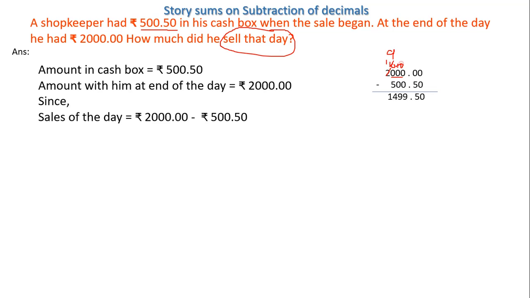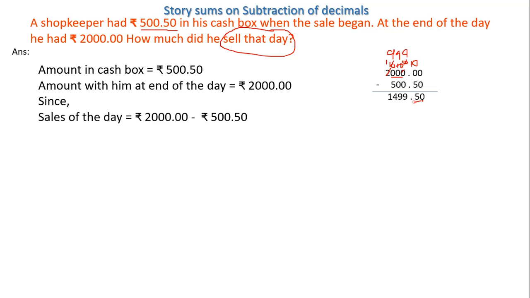I will borrow 1 from this 10. It will become 9. Then this number also becomes 10. I will borrow 1 from this 10 also. This will also become 9. Then this tens place will become 10. I am not borrowing anything from this 10, so 10 will remain as 10.